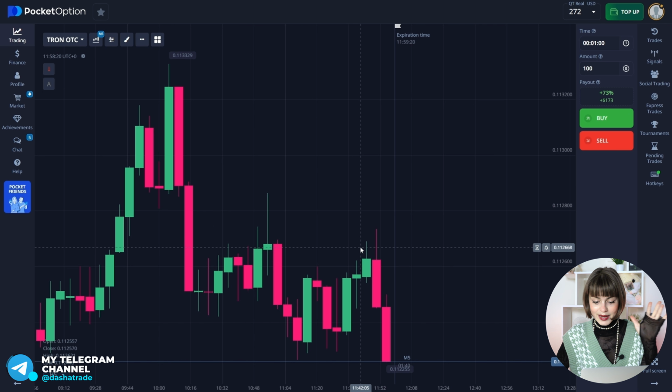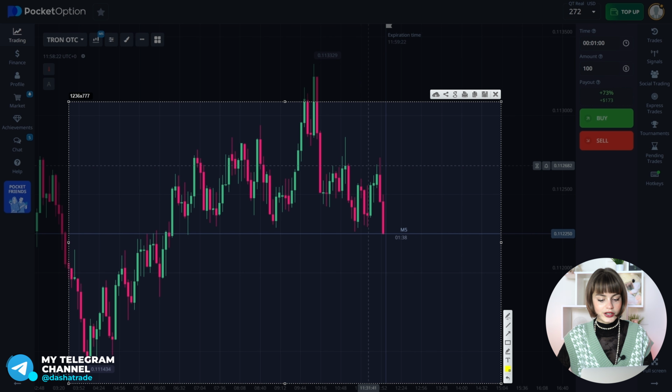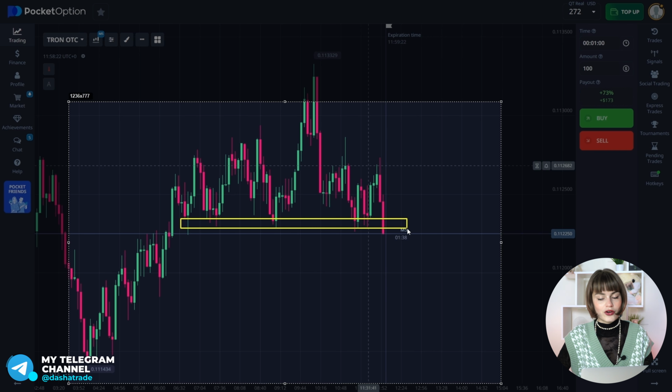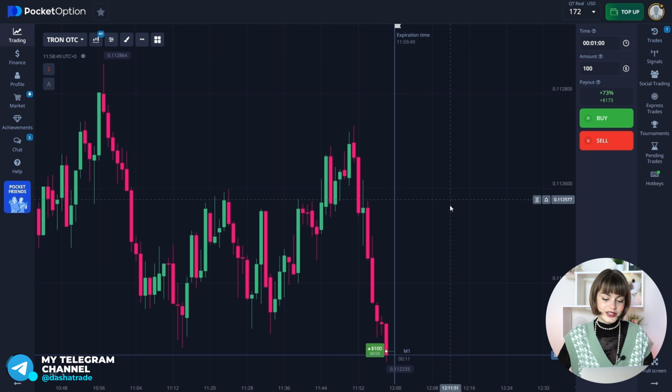I open a 5-minute time frame, and on the 5-minute time frame we can see that we have some certain old support level here, from which there were a huge number of rollback movements. And accordingly, in this situation, I will open a buy trade as well. So my trade is opened.